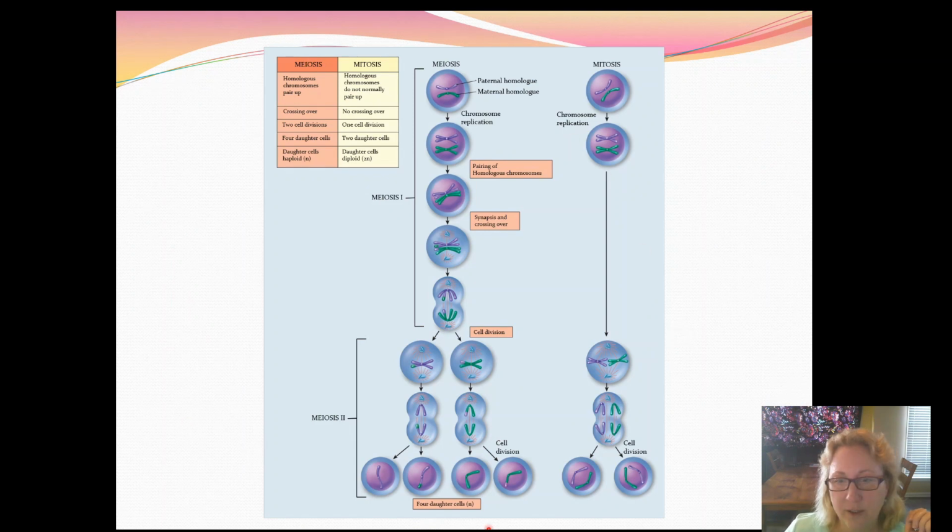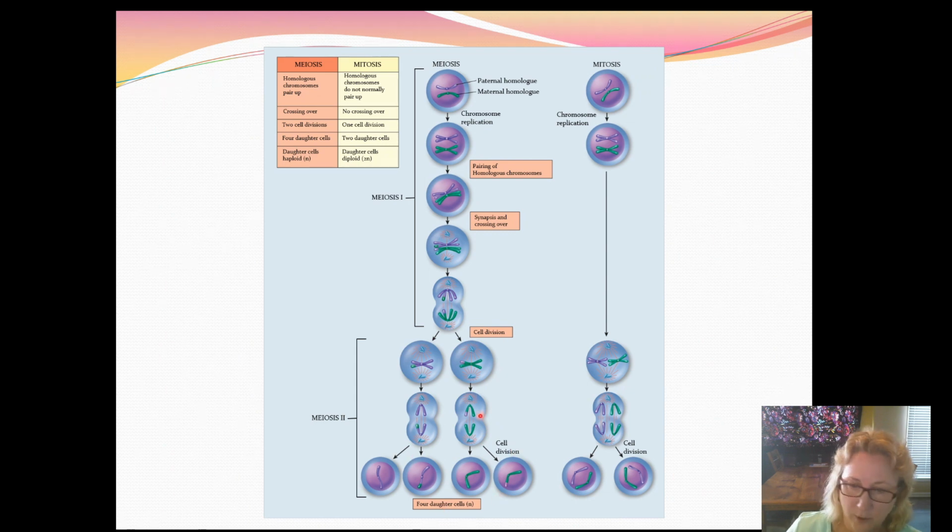I include this in your PowerPoint because it's a really nice summary comparing the differences between mitosis and meiosis. So we see here meiosis 1 is the one that's different. This is the reduction division. This is the division that reduces the chromosome number in half. The second division of meiosis is just like mitosis. We separate the sister chromatids, but because there's 2 divisions here, we're going to end up with 4 daughter cells.